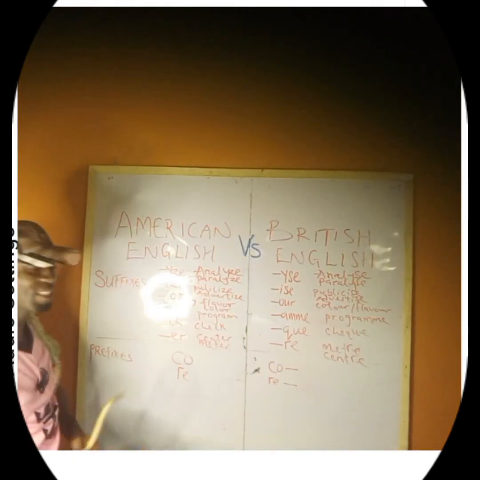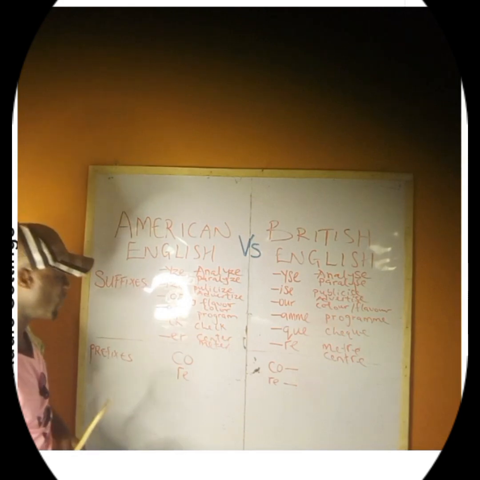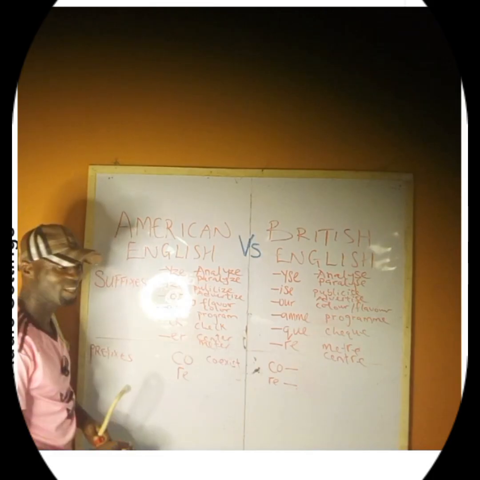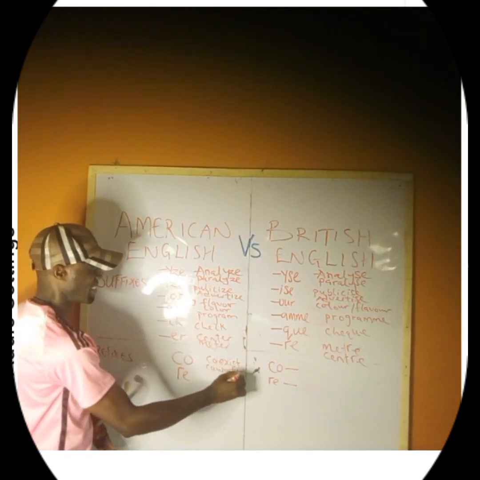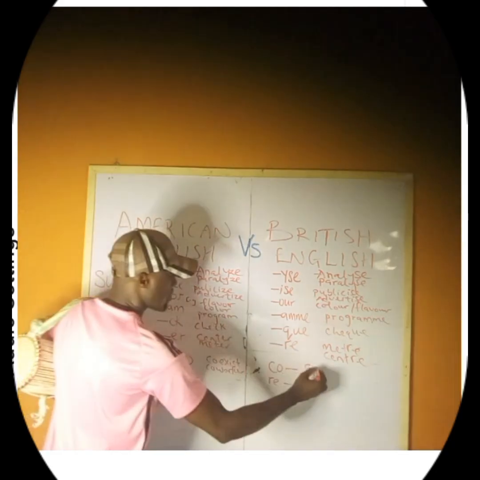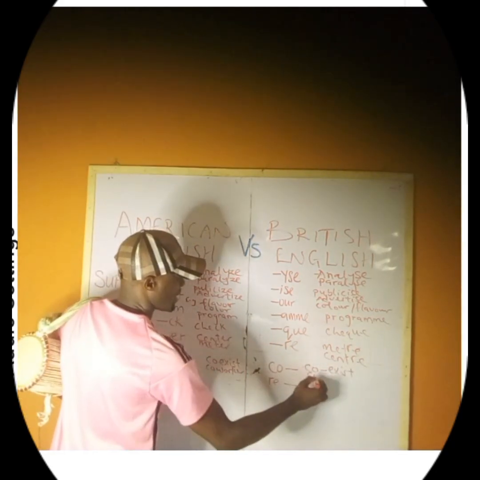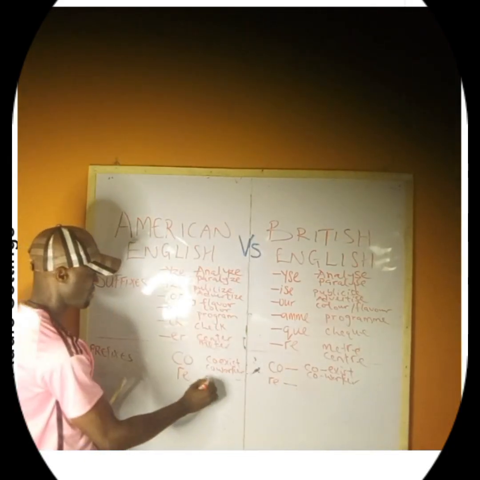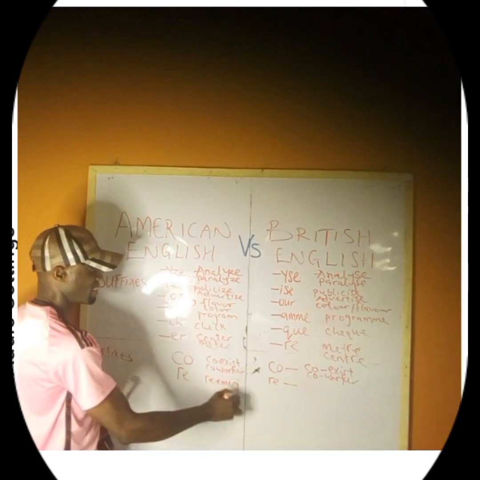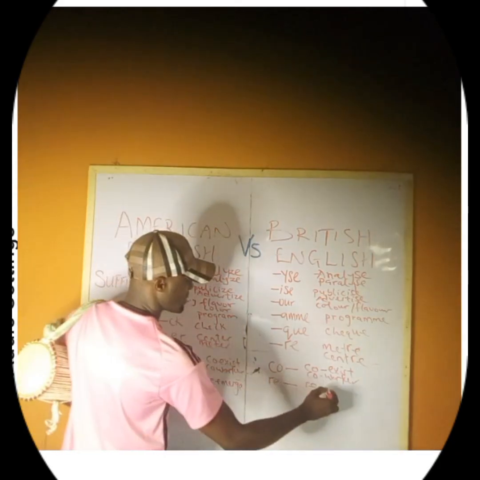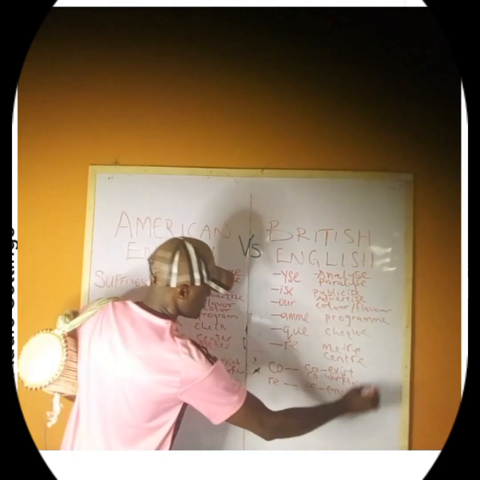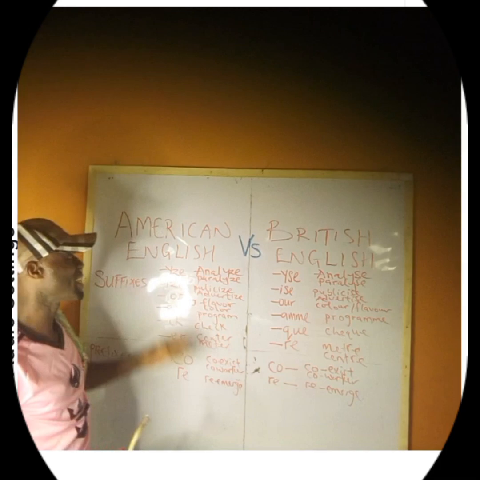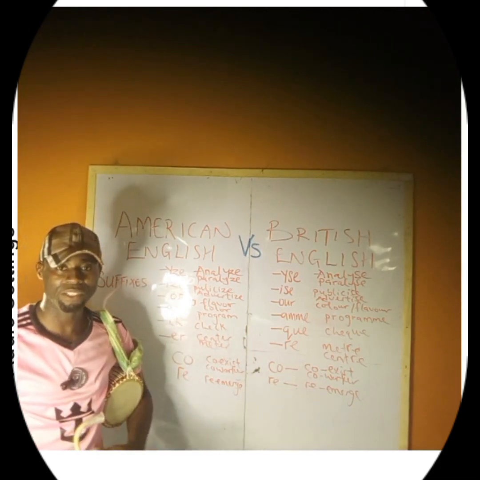Okay, you come to the prefixes. You have words like coexists, co-worker, and so many of them. But here you write it this way, and then you write it this way. What about the RE prefix? You have like reimage, and you have this re-image. Alright, so now this is how American English differs from British English.